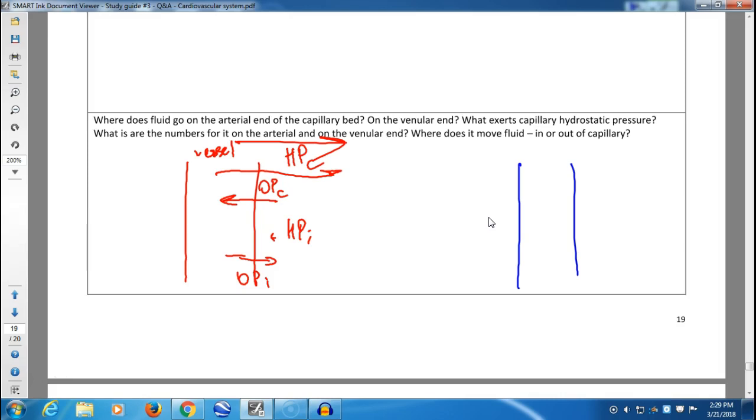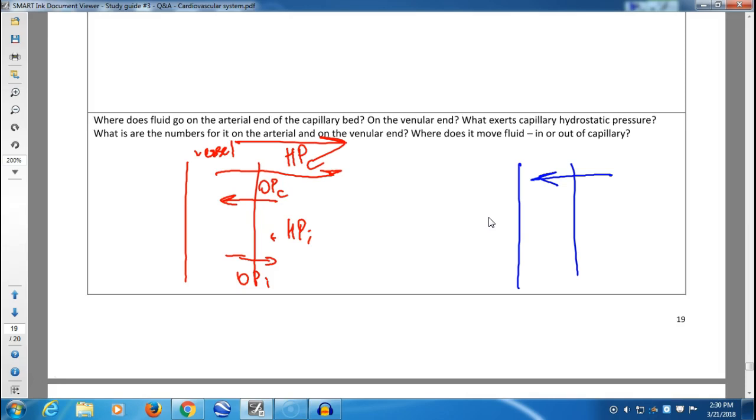Does that make sense? So fluid will go back into the capillaries. Is it going to be the same amount? No. That makes sense? So it's going to be different, it's going to be less. Extra fluid will stay in the tissue and will flush the tissue. Does that make sense? Let's play.